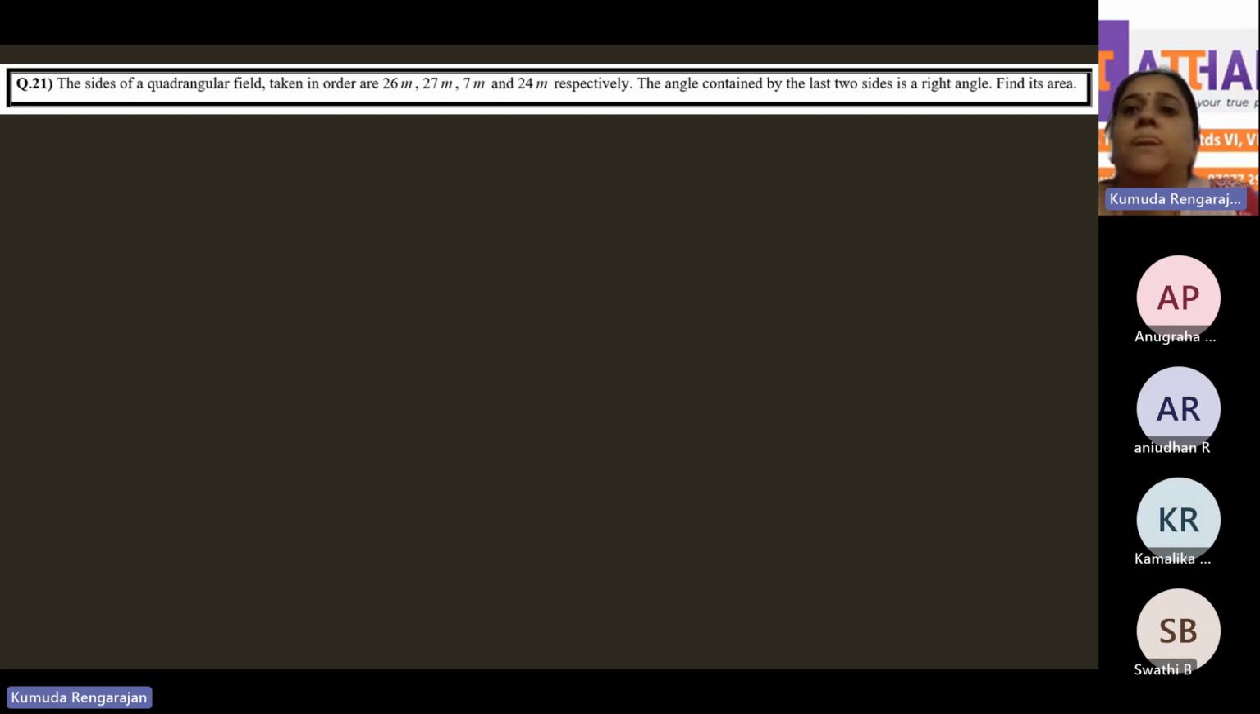Yeah, come here. Sadhana. Isabarna. Yeah. Call your quadrilateral A, B, C, D. AB is 26, 27, 7. Very good. Last two sides form the right triangle. Very good.